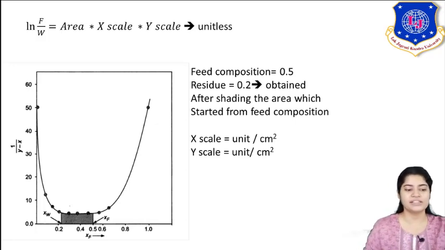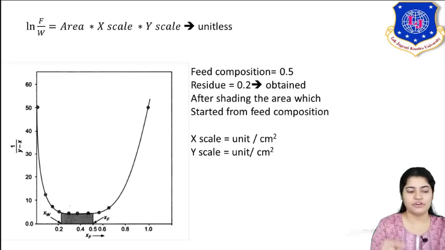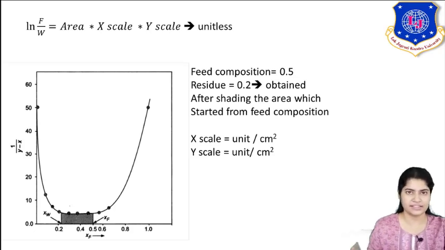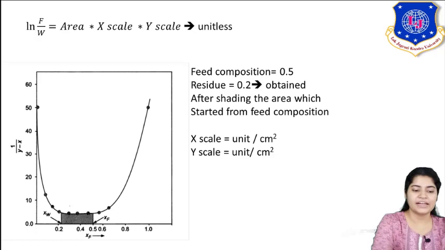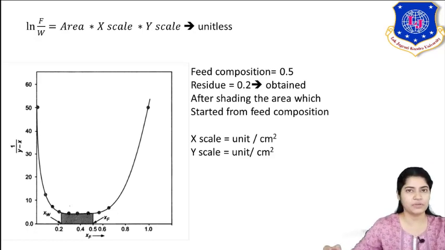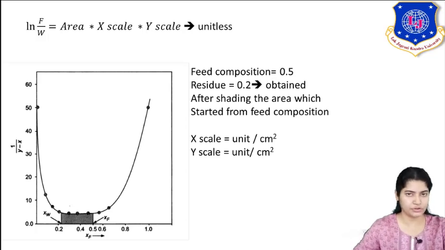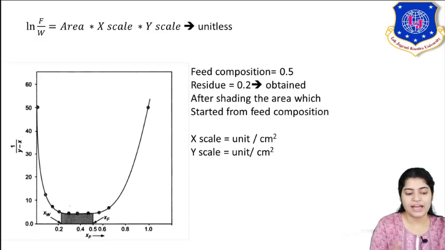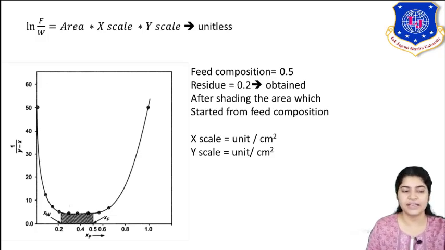So you can see in this graph of 1 upon y minus x versus x, the concave downward line is your equilibrium plot drawn from x and y data. Starting from 0.5, I will start to shade it, up till I have covered the required area. How do you calculate the area? Your area is ln F upon W, that value you know, divided by x scale into y scale.